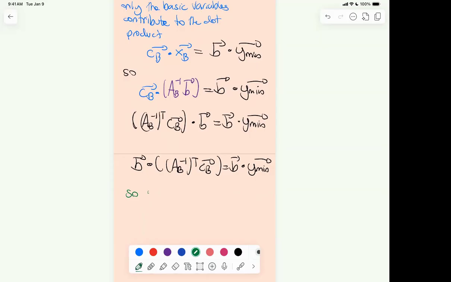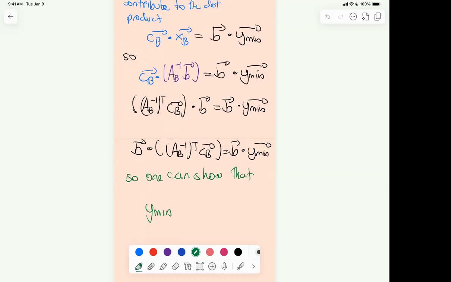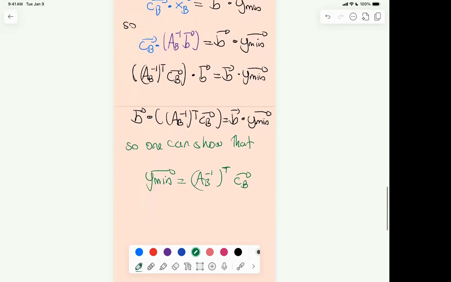So one can show that y mean equals AV inverse transpose times CV. I'll show you how it looks in the problem we were just solving. So yeah, I'll give you this one on the exam.